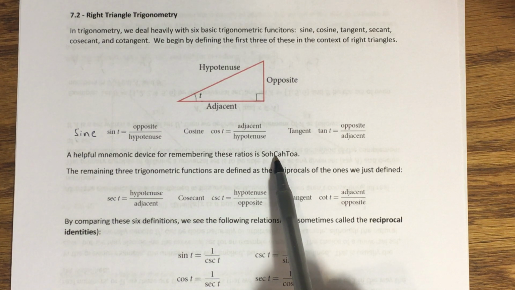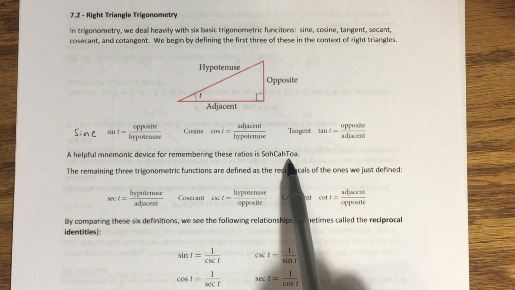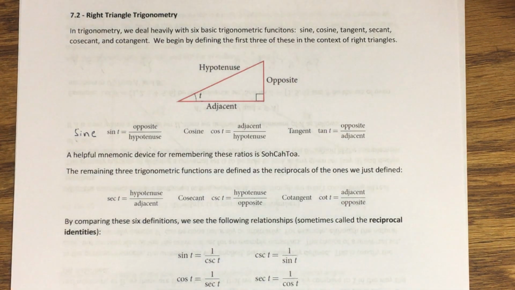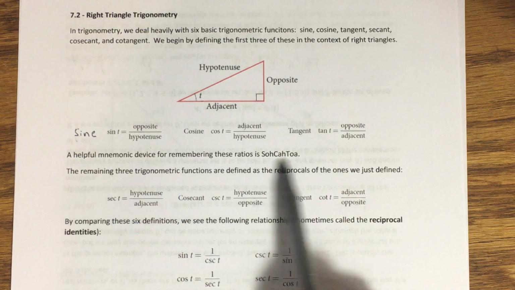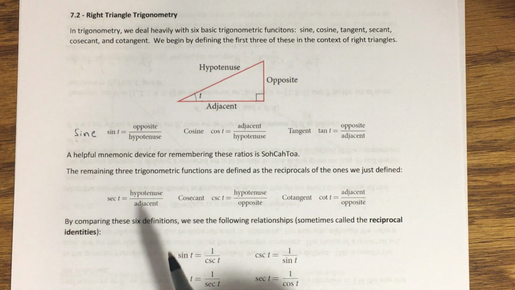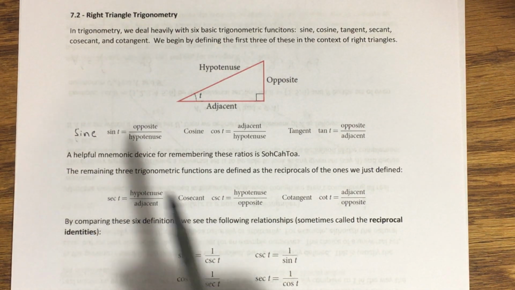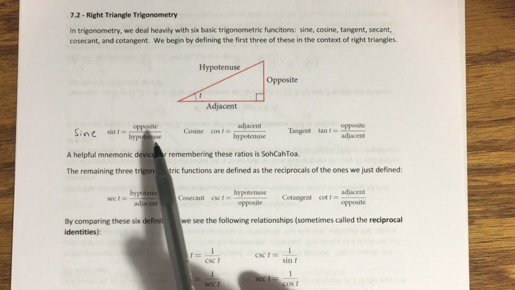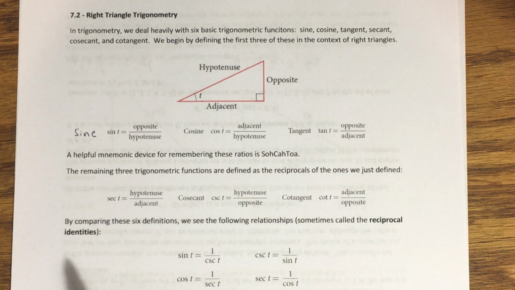CAH, that's cosine, which is adjacent over hypotenuse. Tangent, opposite over adjacent. If that helps you, then I recommend remembering that. I remember the first time I learned trigonometry, I really liked this little mnemonic device. Now, the other 3 trigonometric functions are actually just the reciprocals of these 3 here.